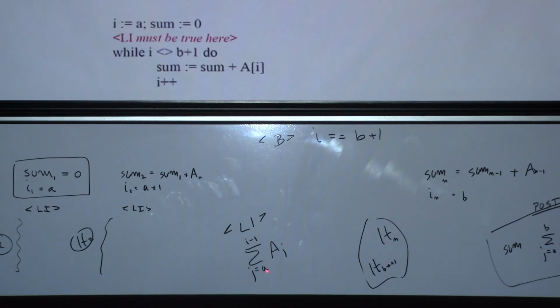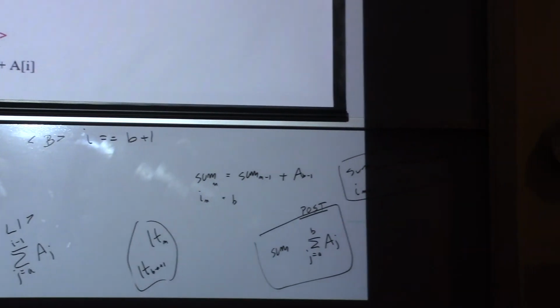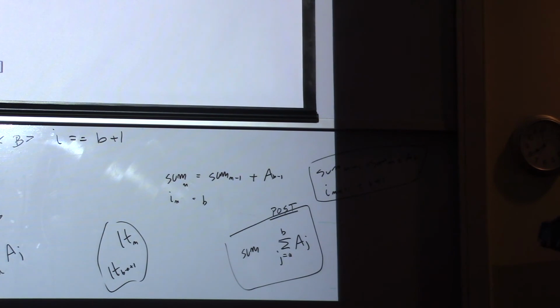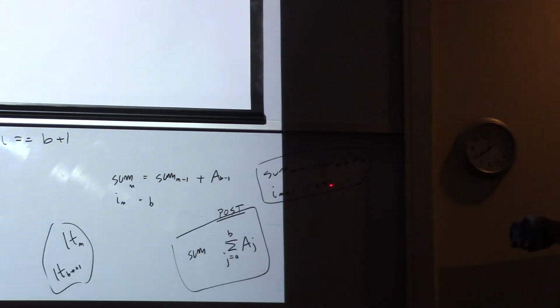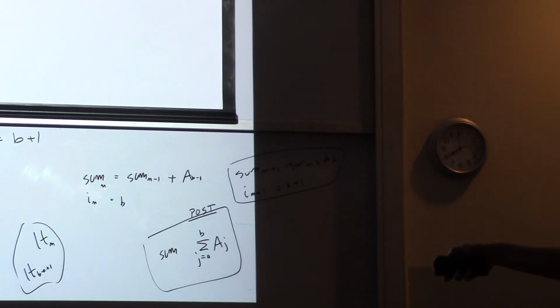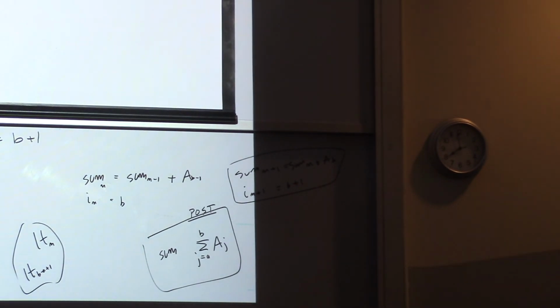How many elements from A to A? 1. Okay, so now when we go over here, this is the value of the variables before the iteration, which does not occur before the break condition. So now what's the value of I? I is equal to B plus 1. So now what's the sum from A to B plus 1 minus 1, which is A to B, which is, by the way, the post condition.